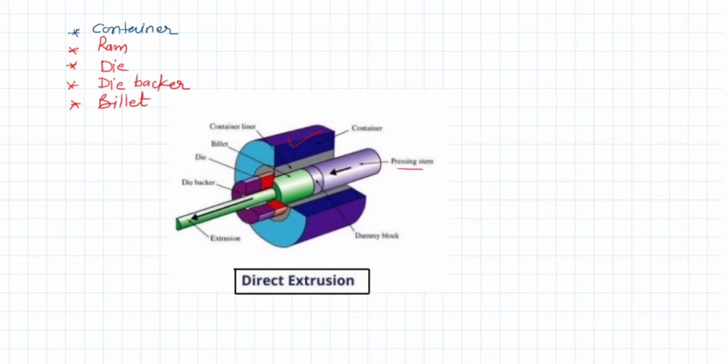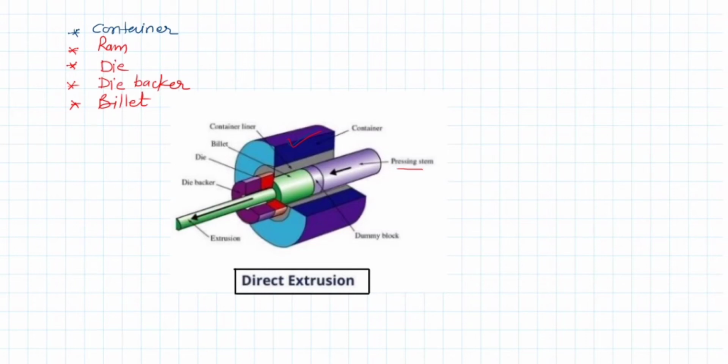So how does it work? The workpiece is placed inside the container, which is closed. Then it will be forced with the help of this ram, and this material has only one cavity to escape out, which is the shape of the die, and through which it comes out as the final product, the extruded product. So this is the direct extrusion process.